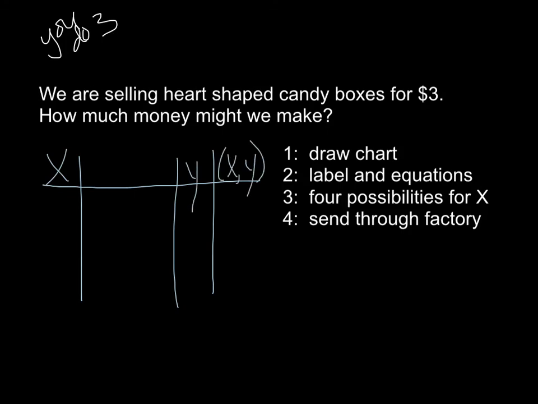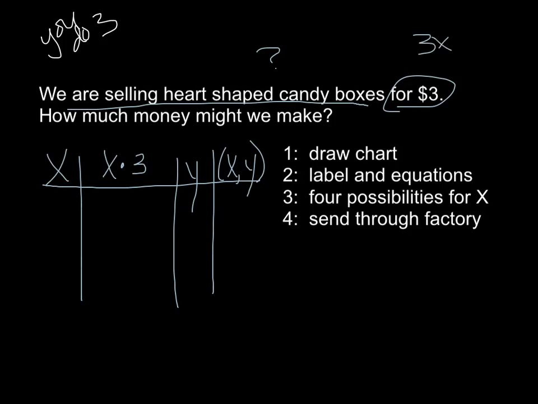The equation I need to figure out: I'm selling heart-shaped candy boxes. I don't know how many, I'll call it X. But each one I sell is $3, so $3 for one, then 3 plus 3 for 2, then 3 plus 3 plus 3 for 3. So when I'm adding the same number over and over again, it's going to be multiply. I could have put 3x there too, 3x or x times 3, whatever.